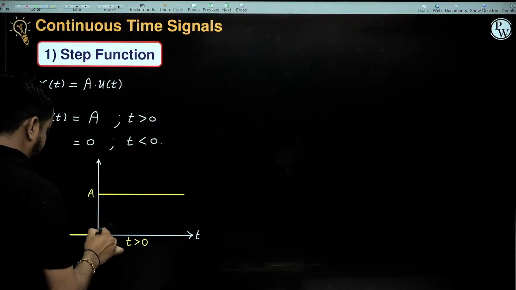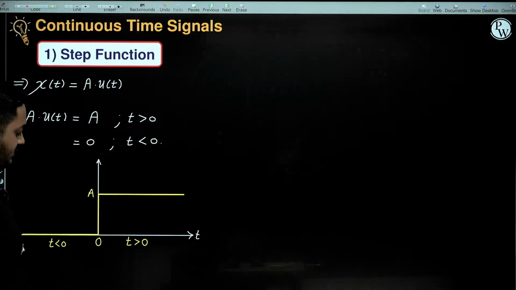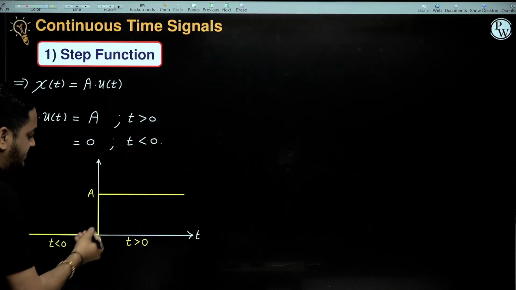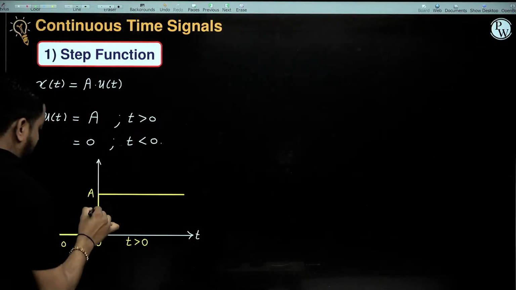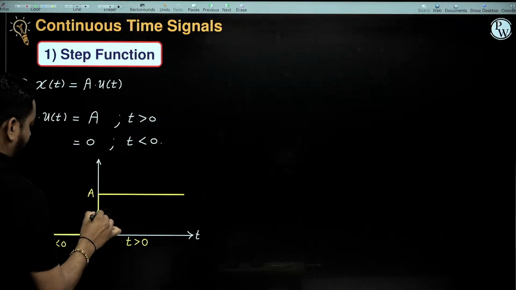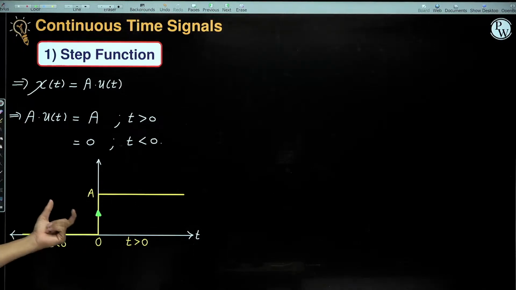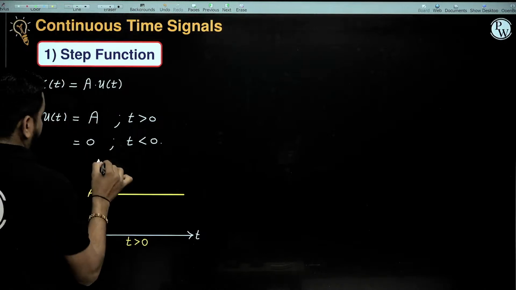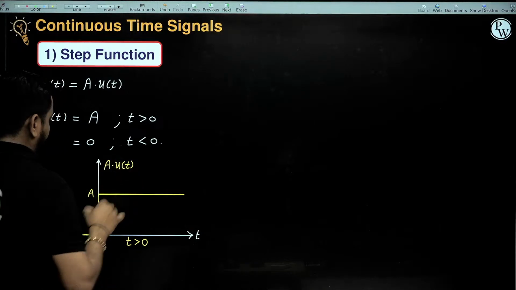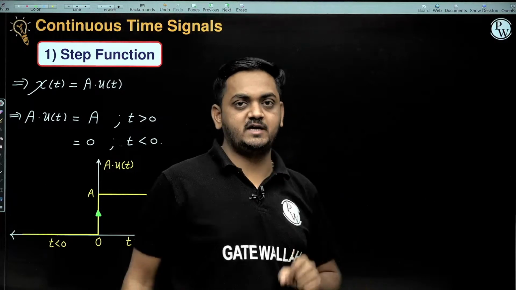There is a sudden change in amplitude from 0 to A, guys. So at t equal to 0, you can say amplitude is 0 or you can say amplitude is A. This is completely wrong, because there is a sudden change in amplitude at t equal to 0. That's why we cannot define amplitude at t equal to 0, because there is a discontinuous amplitude. So this is the graphical representation of A times u of t. And if A is equal to 1, then it is the unit step function.